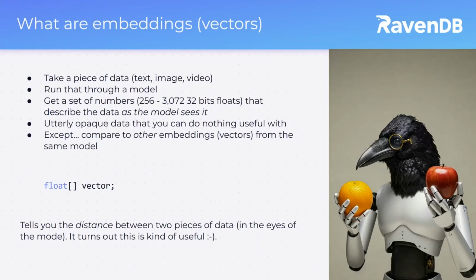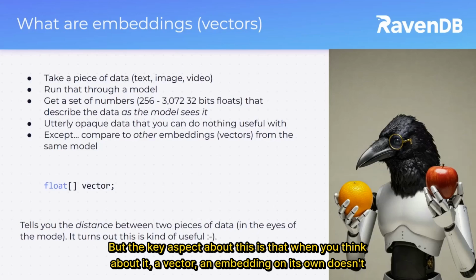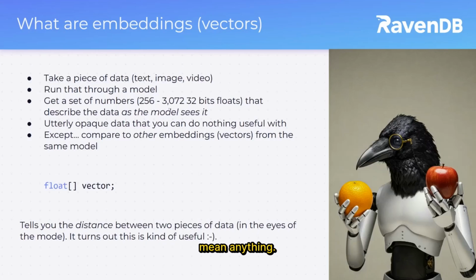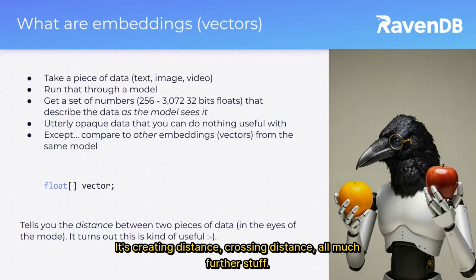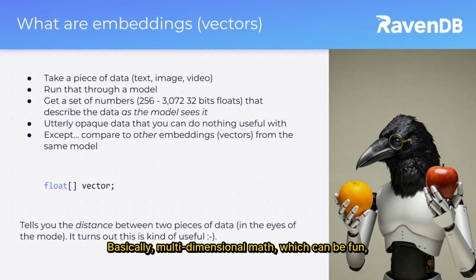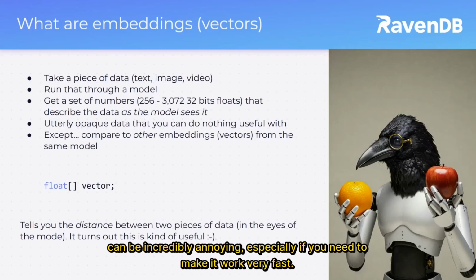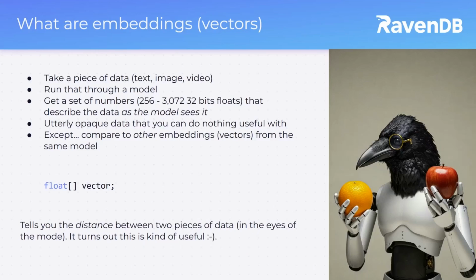That's a problem. But the key aspect about this is that when you think about it, a vector, an embedding on its own doesn't mean anything. Just that you can compare it to one another. How it works is outside of what I want to cover, is gradient distance, cosine distance, all much further stuff. Basically, multi-dimensional math, which can be fun, can be incredibly annoying, especially if you need to make it work very fast. And that's about it. So let's see how it looks.